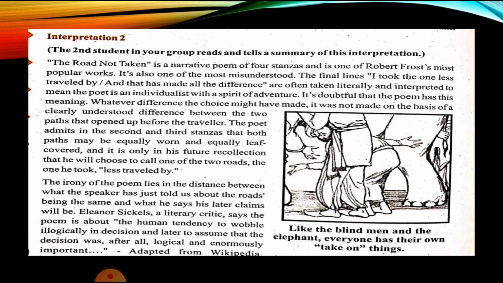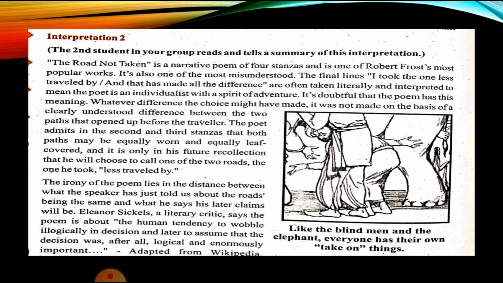See, according to one view, it is the human tendency to wobble illogically in decision and later on to assume that the decision was, after all, logical and enormously important. So this was a summary of interpretation 2. And see, what information does this author use to express the main idea? See, here the author talks about human psychology to justify the main idea.